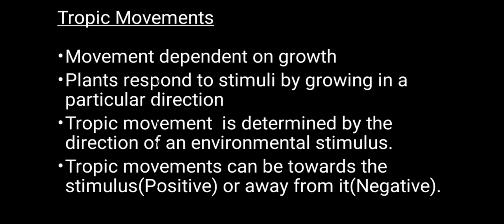There are two types of trophic movements, positive trophic movements and negative trophic movements. If the plant part is responding to the stimuli by growing towards the stimuli, it is called positive trophic movement. Whereas if the plant is growing away from the stimuli, it is called negative trophic movement. So trophic movements are of two types, positive and negative.